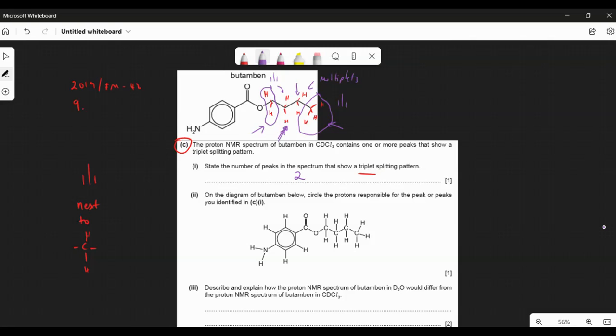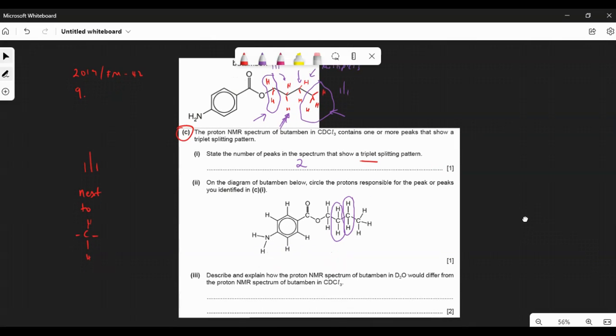On the diagram of butanben, below, circle the protons responsible, not the ones that give the peaks, but responsible for the peaks. So the ones responsible are going to be this one. These are going to be responsible for this triplet, sorry, and this CH2 is going to be the ones responsible for that. So the ones they want circled are those two. Okay, there you go.